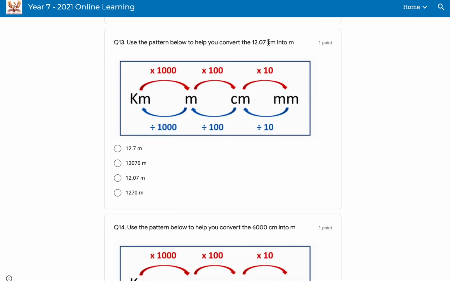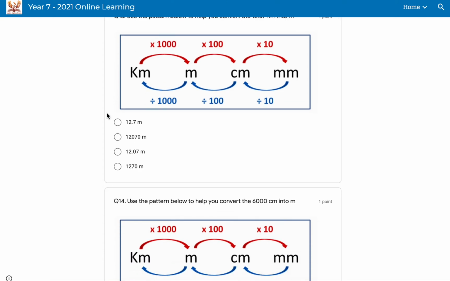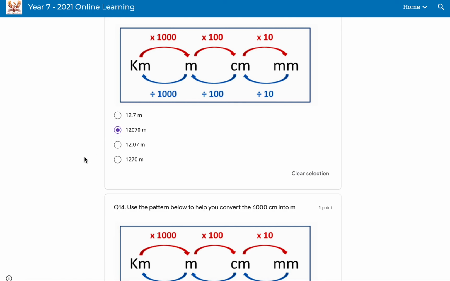Okay, 12.07 kilometers. So we're at kilometers, and we're going into meters. So kilometers to meters, again, multiplying by 1,000. 12.07 times 1,000 is 12,070 meters.